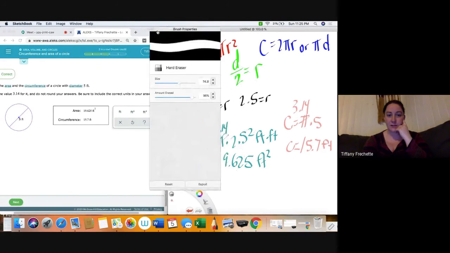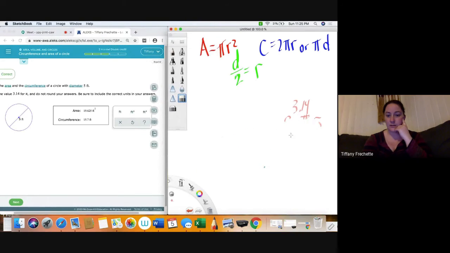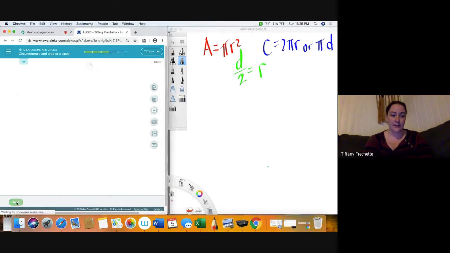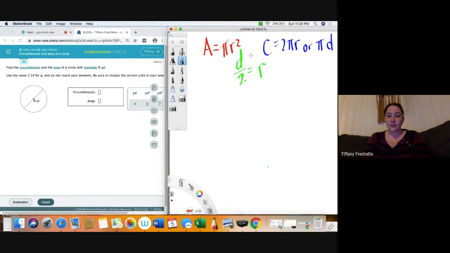Make this a little smaller. It's a little too big, and I keep erasing parts that I don't want to erase here. Okay. So the next one, if we click next, this is the last one here. Find the circumference and area of the circle with diameter 8. They gave us a diameter again, so we know diameter divided by 2 will give us radius. 8 divided by 2 is 4. So 4 is our radius.